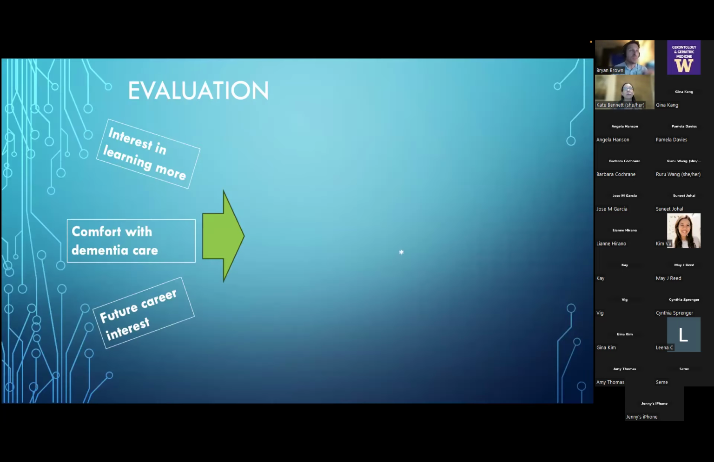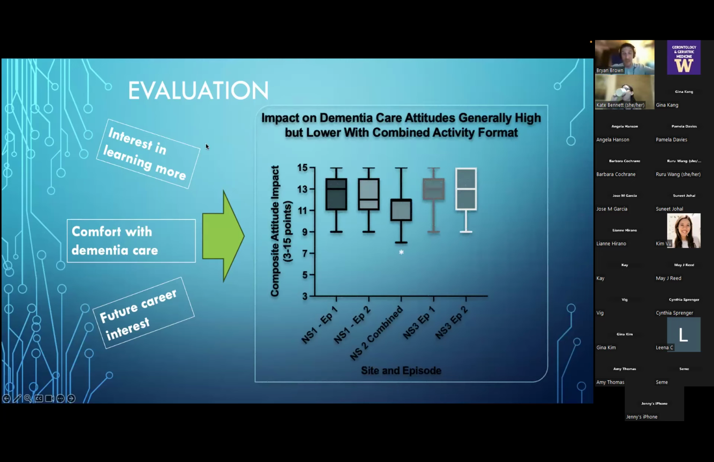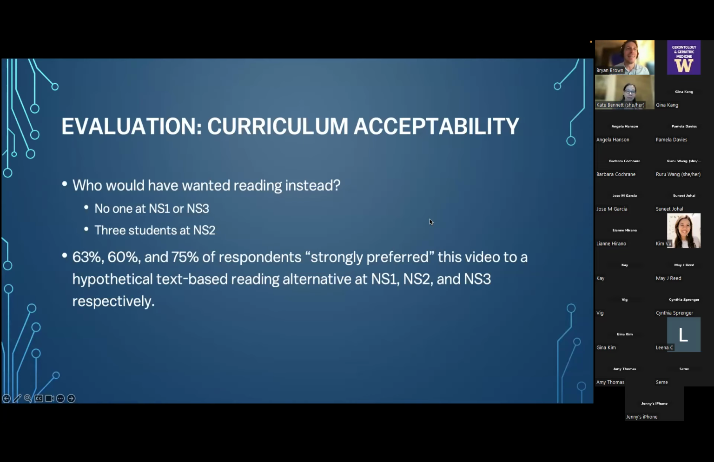So then we did more evaluation. So we wanted to look at their impact on, again, how they feel about dementia, right? These learners were kind of afraid, stigmatized, ageist, right? So we asked three questions: interest in learning more, comfort with dementia care, and future career interest. And the composite score of that we looked at, and it was very high across the board, but you'll notice again that at Nursing School 2, where the assignment was combined, it was lower. They were upset that they had one long assignment.